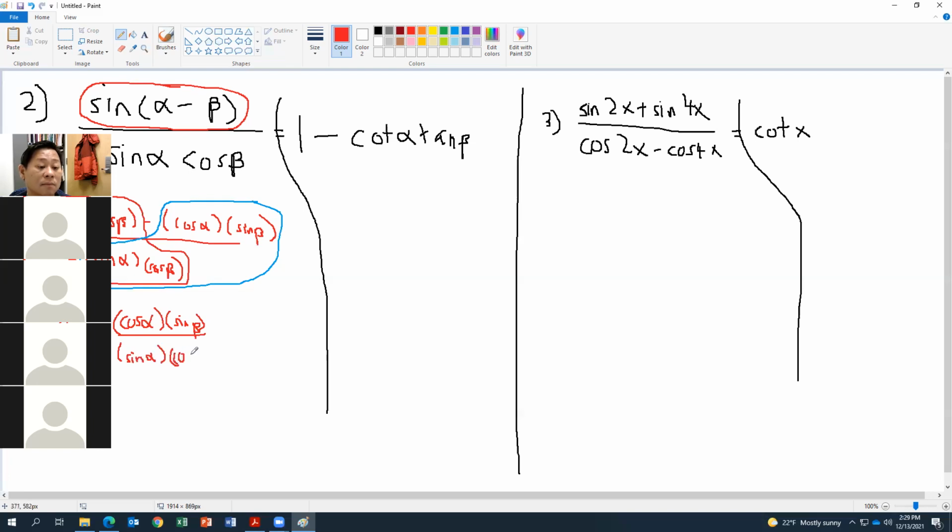And what did we do next? The cosine over the sine will become a cotangent, and the sine over the cosine will become a tangent. So that's still 1 minus. Yep. So this is the same as your right hand side.